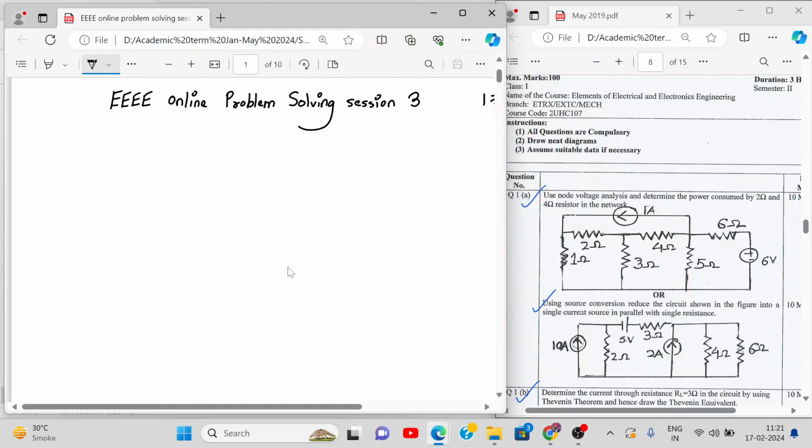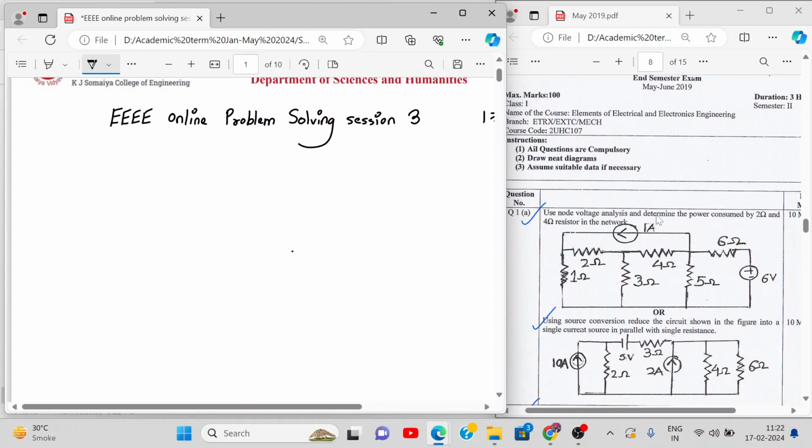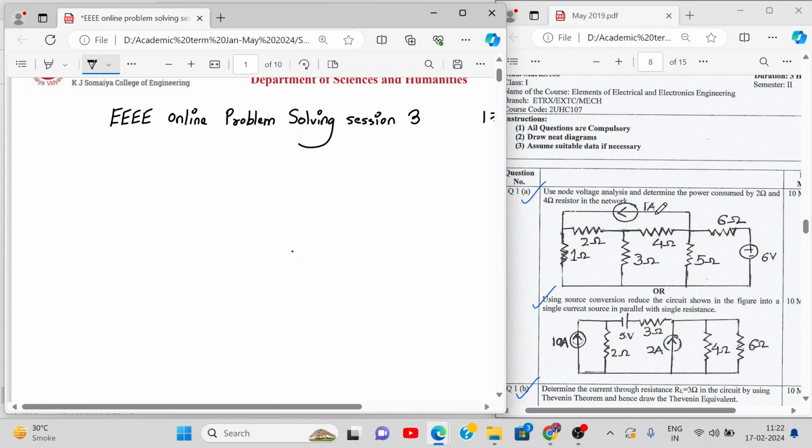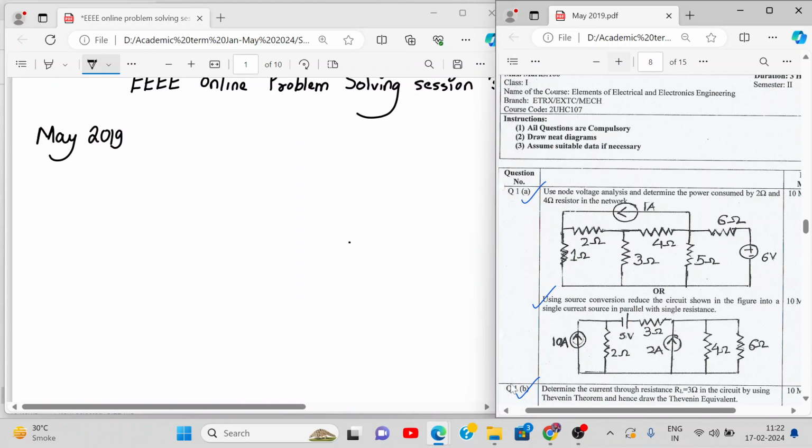Okay, so we will solve today May 2019 paper. Alright, ESE paper, May 2019. Okay, so let's start with the first numerical.